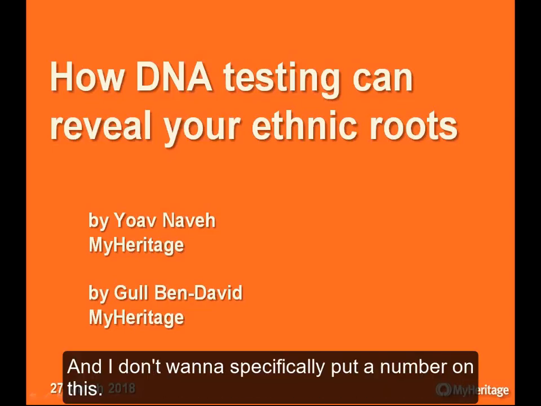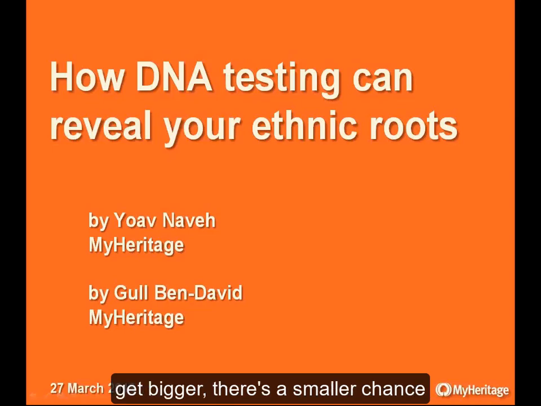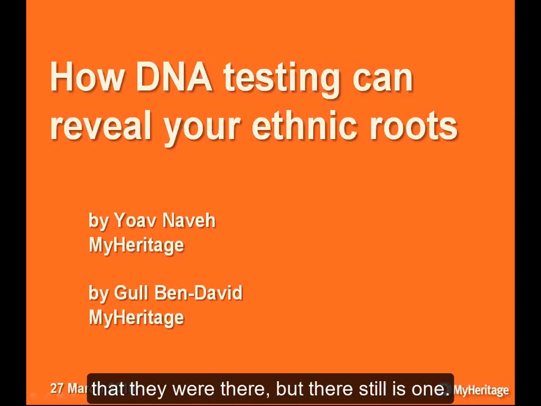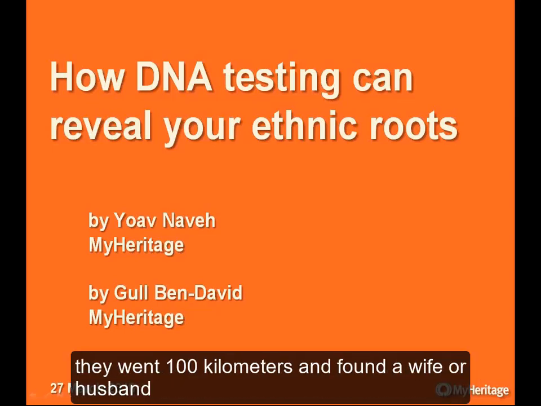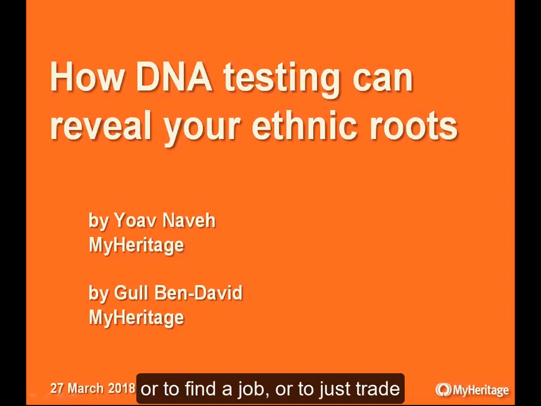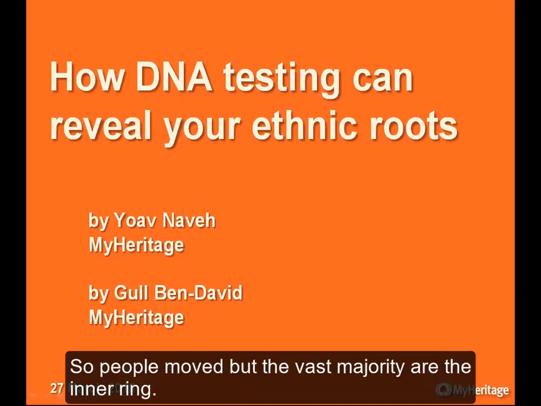We'd say the majority, and it's hard to put a number on this, and I don't want to specifically put a number on this, but the majority are in the inner ring, and as the rings get bigger, there's a smaller chance that they were there, but there still is one, because people married, they went 100 kilometers to find a wife or a husband, or to find a job, or to just trade, or to run away from persecution or something. So people moved, but the vast majority are in the inner ring.